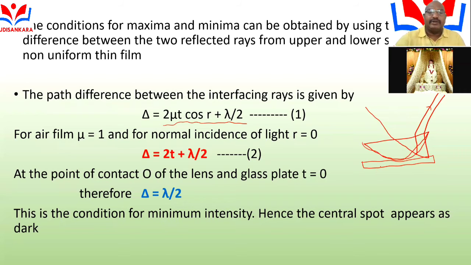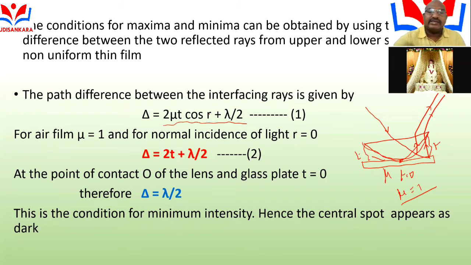Here the refractive index of the glass is mu. At the point of contact, t is equal to 0, and as we move away, t increases. If mu is equal to 1, because it is an air medium, then substituting 1 for mu, delta is equal to 2t plus lambda by 2.